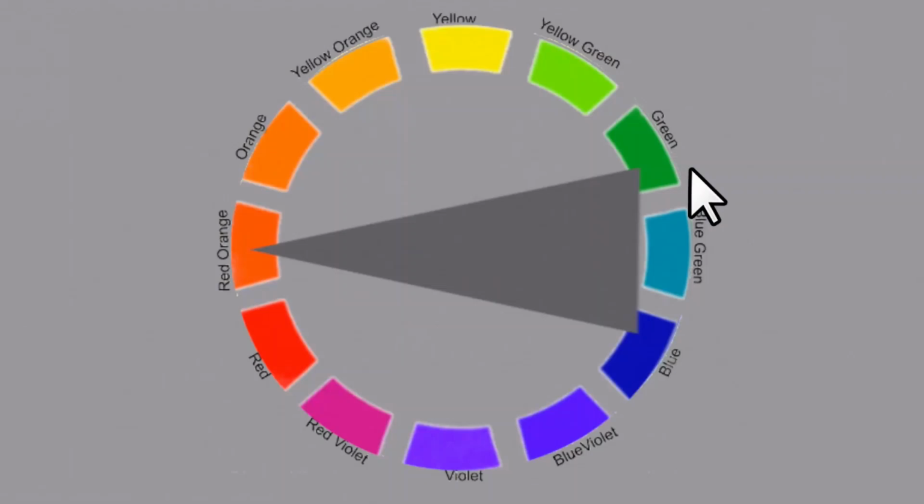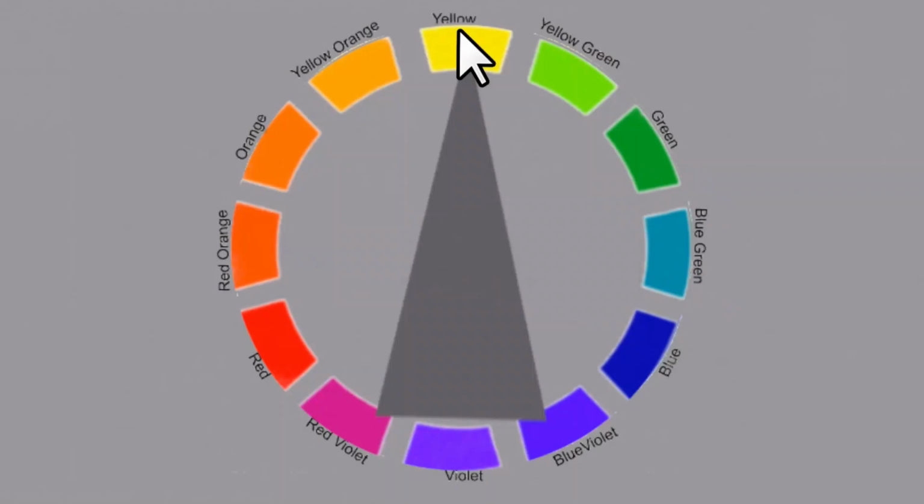So for the split complement option of the triad, we have all these options, where we can select any hue and then select its split version on the opposite side.